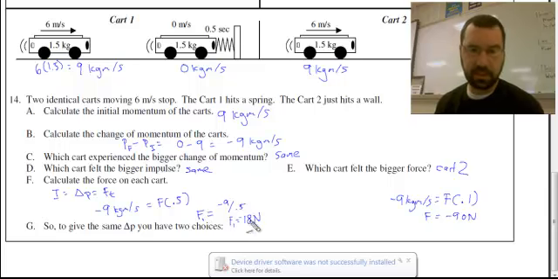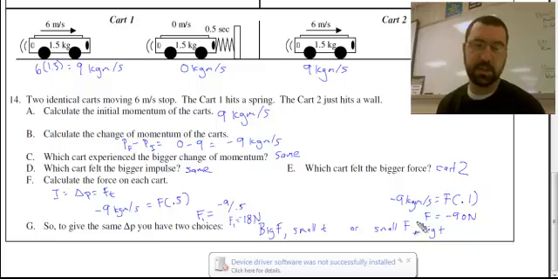Okay, here we've already calculated the force on each cart. So in order to give the same change in momentum, basically we have two choices. One would be we can have a big force in a small amount of time, or you can have a small force over a big amount of time. Either one will give you the same change in momentum.